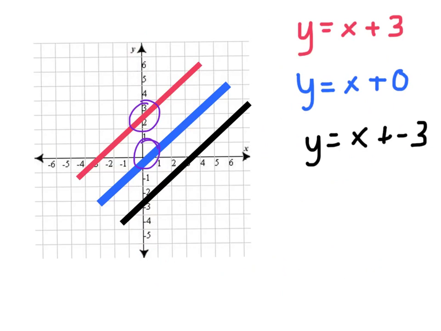Here, the y-intercept is 0, and the line intersects the y-axis at 0. Here, the y-intercept is negative 3, and it intersects at negative 3. So when you have a function, the constant that stays the same is your y-intercept. And that tells you where the function crosses the y-axis.